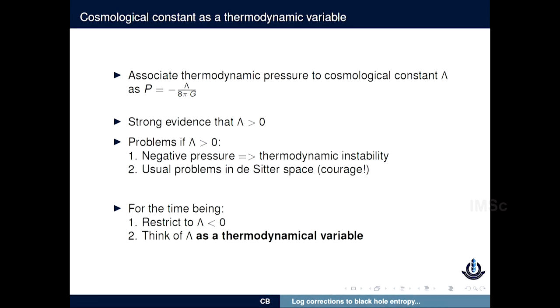Now there is strong evidence that the cosmological constant is positive, but if lambda is positive, then immediately the pressure becomes negative, leading to a thermodynamic instability. So what we will do, at least for this talk, is restrict to lambda being negative so that the pressure turns out to be positive, and think of lambda as a thermodynamic parameter. Think of the cosmological constant as a thermodynamic parameter. There are of course other problems in de Sitter space, we will not go into it.